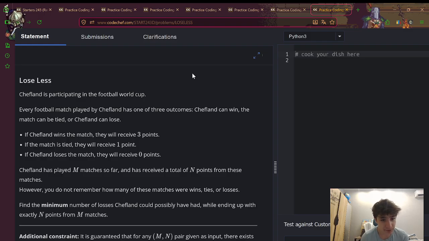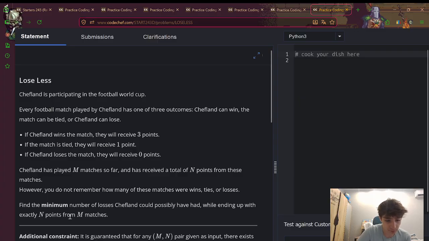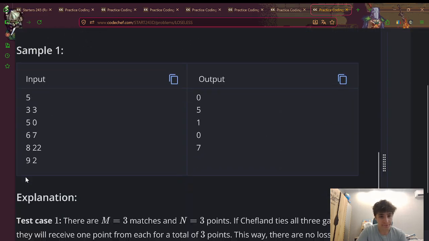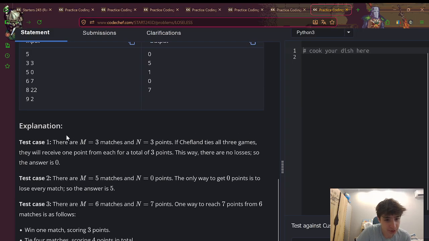If Sheffield wins the match, they will receive 3 points, 1 point for a draw, 0 points for a loss. Sheffield has played M matches so far and has received a total of N points from these matches. However, you do not remember how many of these matches were wins. Find the minimum number of losses Sheffield could possibly have had while ending up with exactly N points from M matches. I mean, that's going to be pretty hard. Oh yeah, explanation.